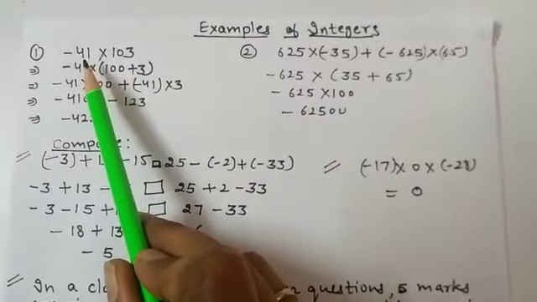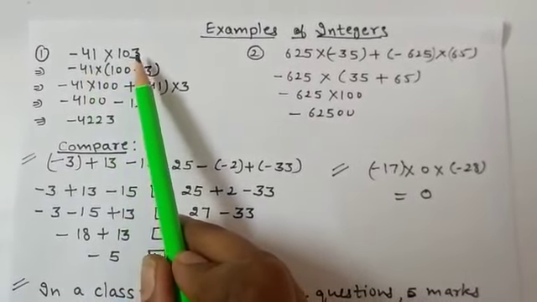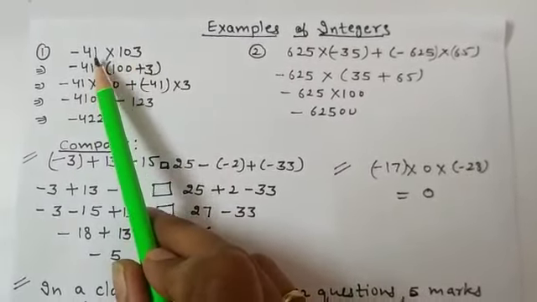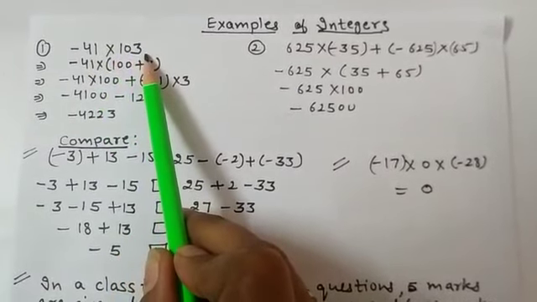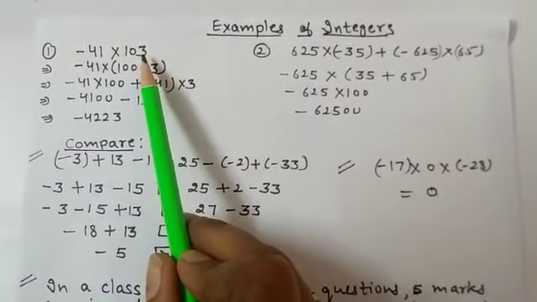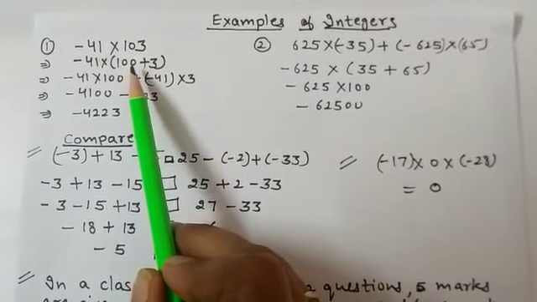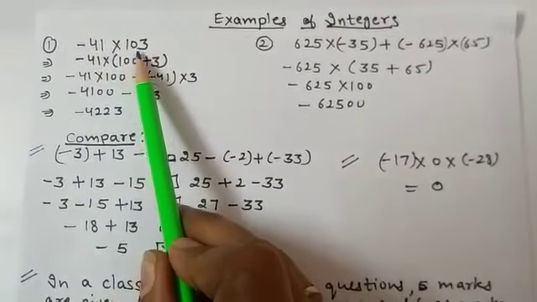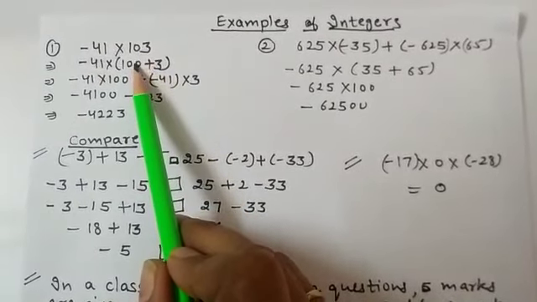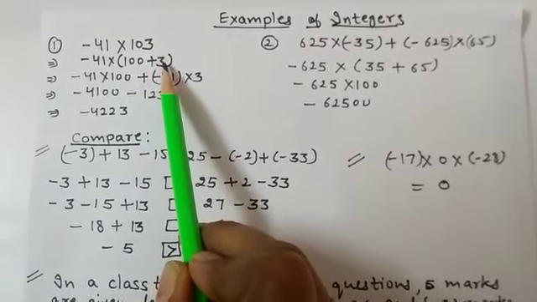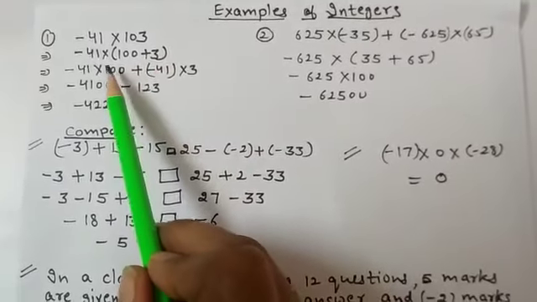First example, minus 41 into 103. If we multiply 41 directly by 103, then the calculation will become typical. So we use the distributive property. We distribute the 103 as 100 plus 3. Now we can solve the sum easily.